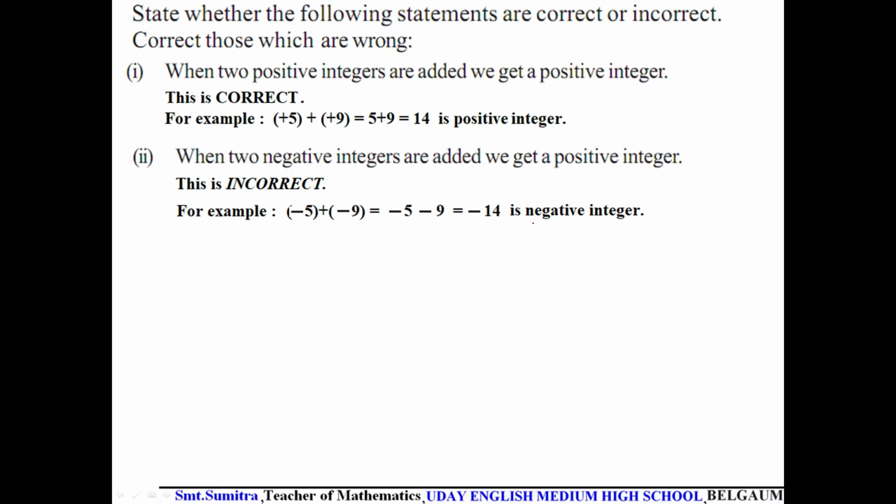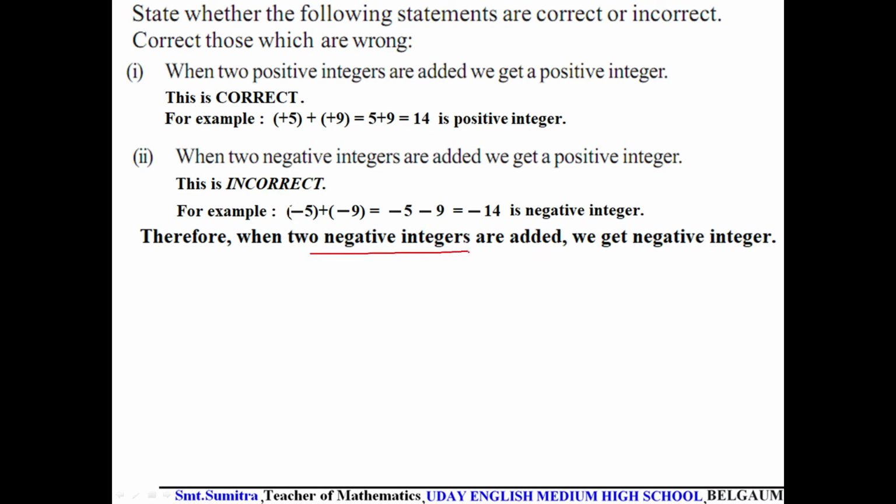We correct the statement now. Therefore, when two negative integers are added, we get a negative integer only. One more example, -2 minus 7 is equal to -9. So we are getting a negative integer. When two negative integers are taken, we get a negative integer. Please copy the notes.